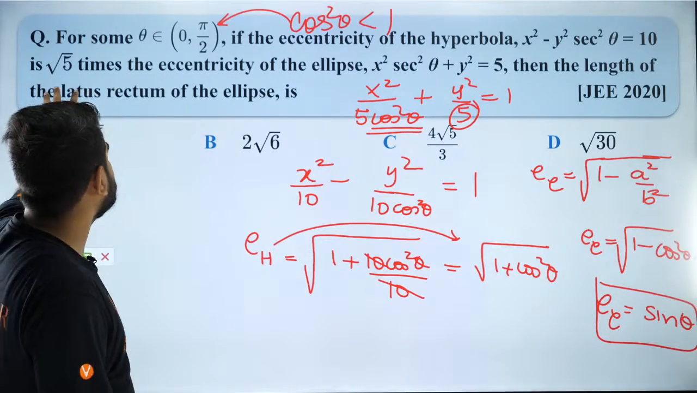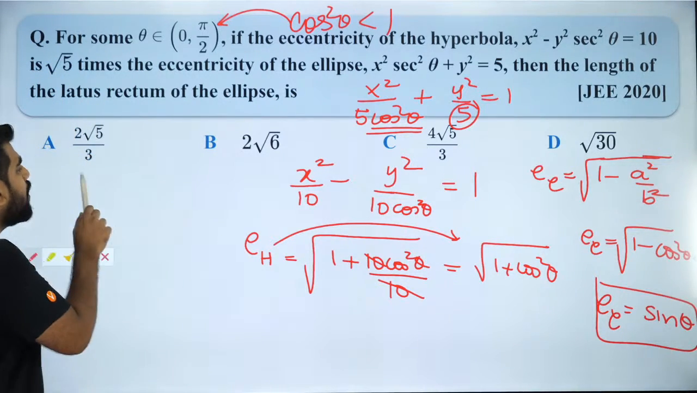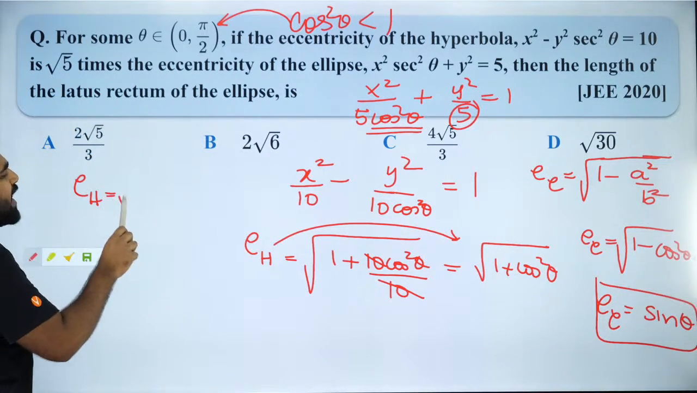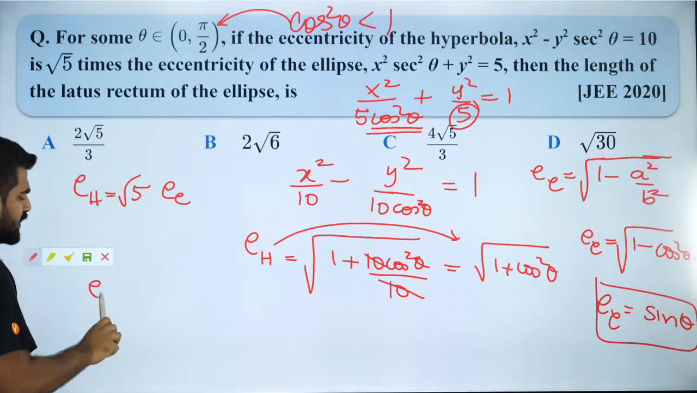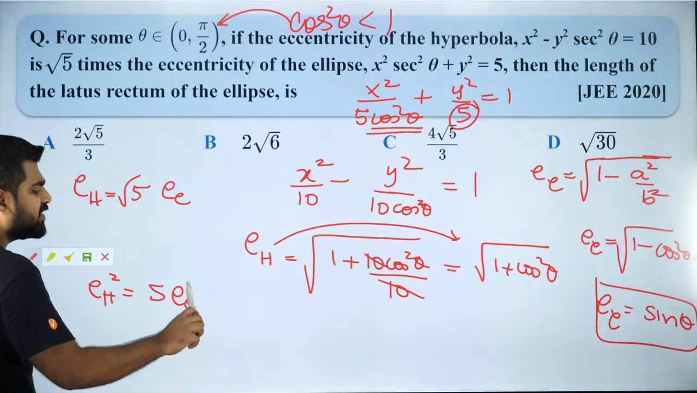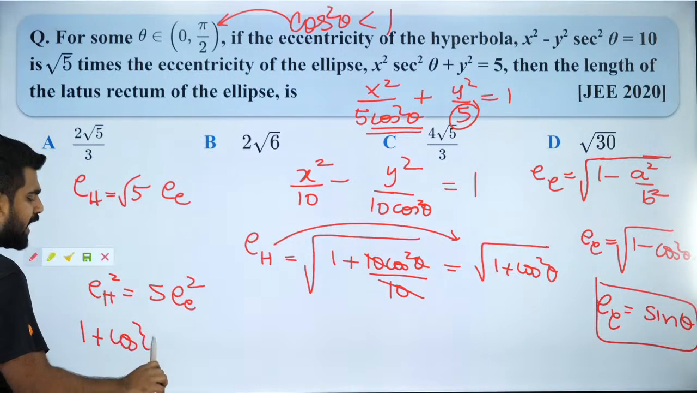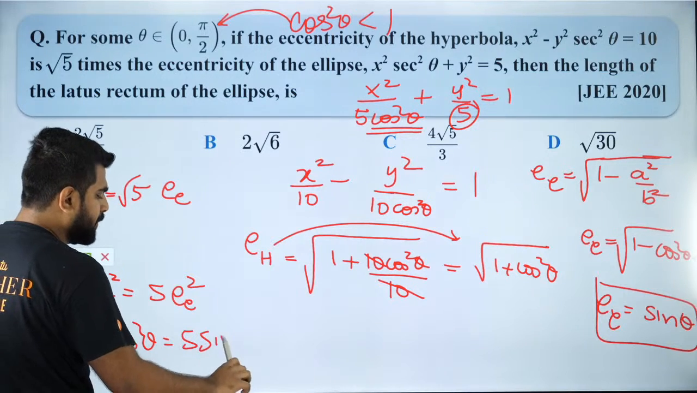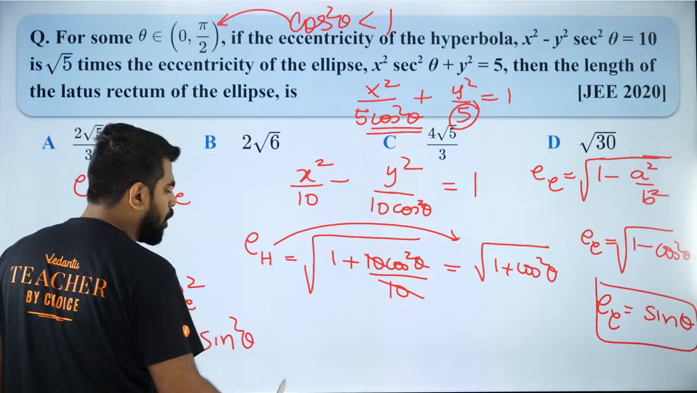Now use the relation which they have given. What did they say? They said that the eccentricity of the hyperbola is root phi times the eccentricity of the ellipse. So square on both sides. Eccentricity of hyperbola whole square is phi times eccentricity of ellipse whole square. So it is going to be 1 plus cos square theta is equal to phi sin square theta. So from here I will get the value of cos square theta.